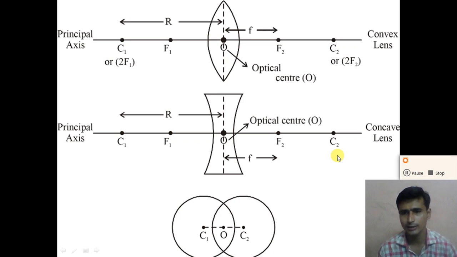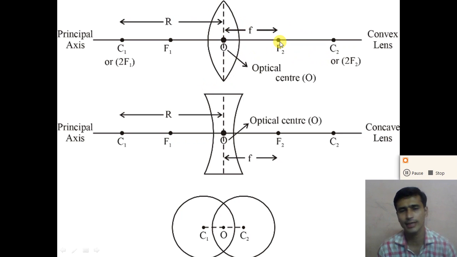When the rays parallel to the principal axis pass through the lens, after refraction they will converge at one point, and this point is called the principal focus. So in case of the convex lens, when the rays parallel to the principal axis are refracted, they will converge at a point. This point is called the principal focus.